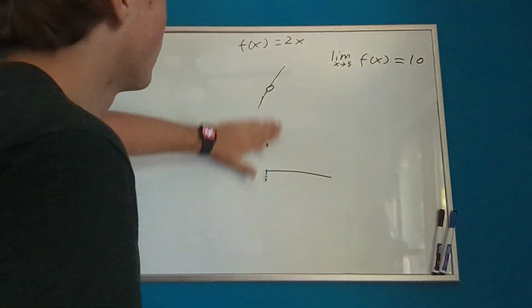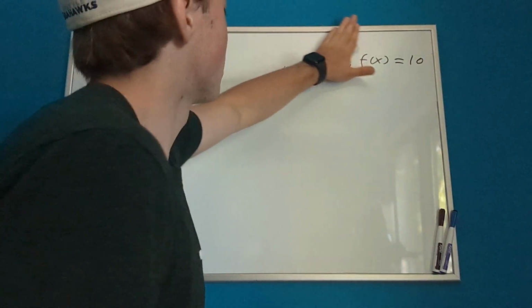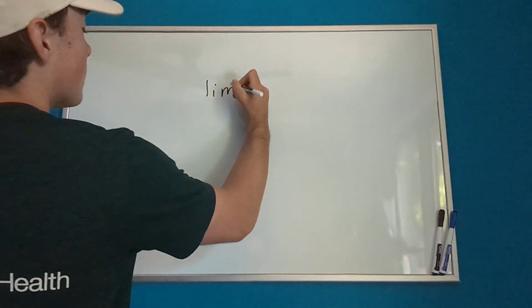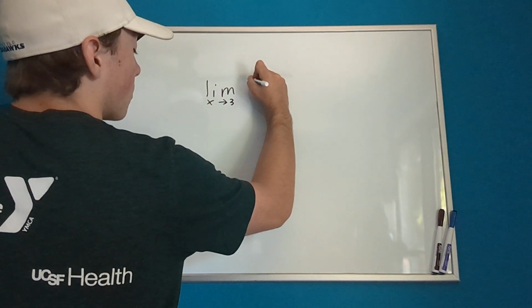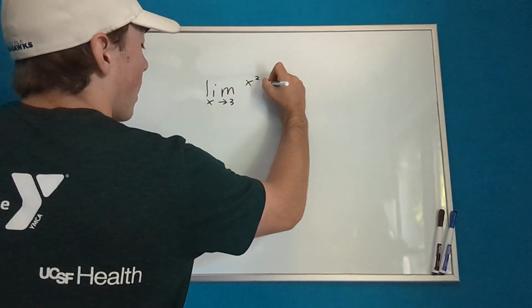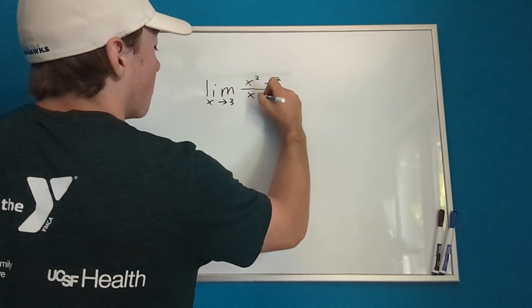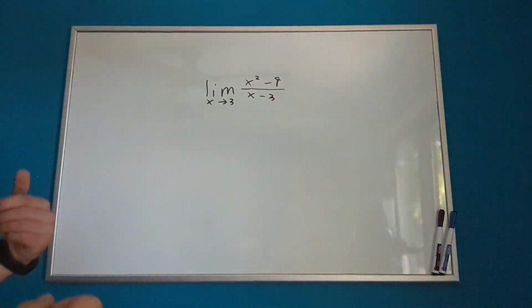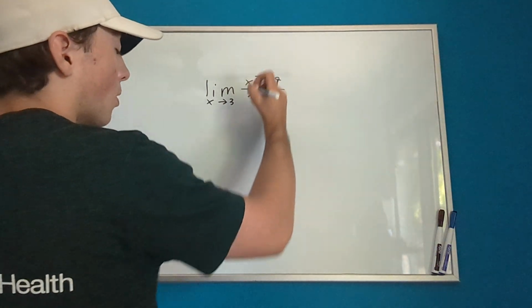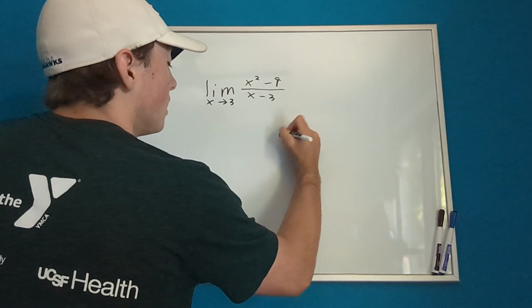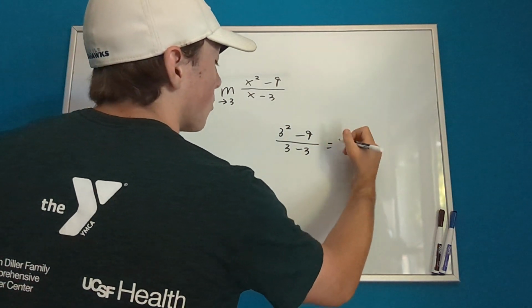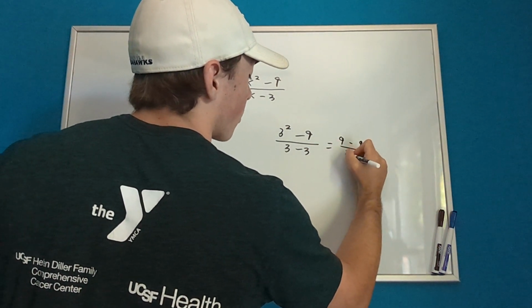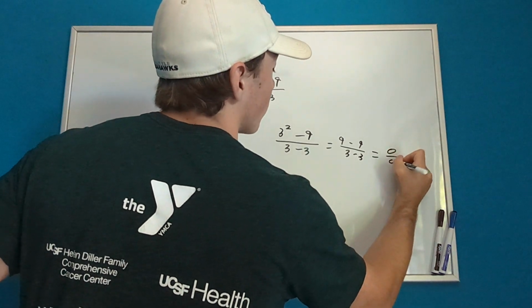But let's look at something when you can't actually use direct substitution. If we have some limit, I'm not going to graph this one out, as x approaches 3 of x squared minus 9 over x minus 3. Well, let's try direct substitution. We put in 3, we get 3 squared minus 9 over 3 minus 3. That equals 9 minus 9 over 3 minus 3, which is equal to 0 over 0.